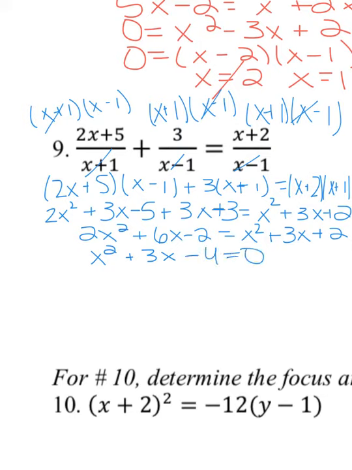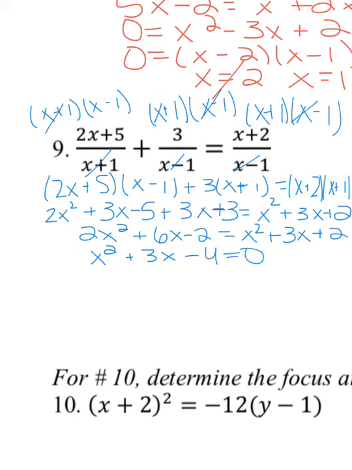Sorry. So I'm going to factor it by doing master product. I get x plus 4 times x minus 1 equals 0, which gives me x equals negative 4, x equals positive 1. When I plug 1 in, the denominator becomes 0, which means it's undefined, so this has to get crossed out.